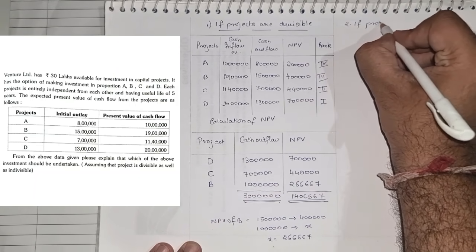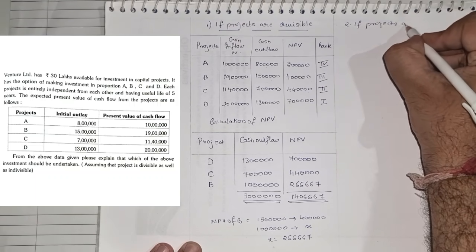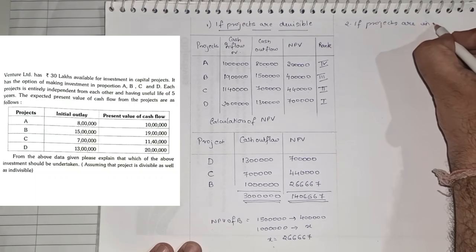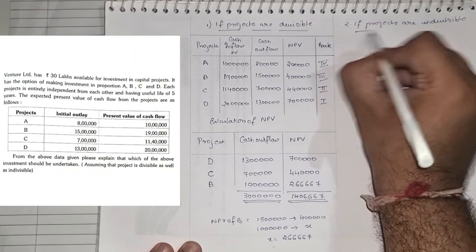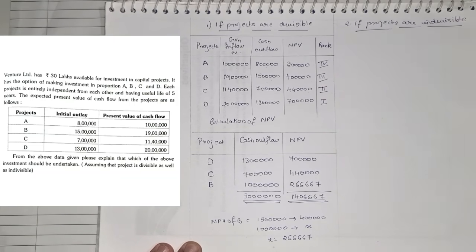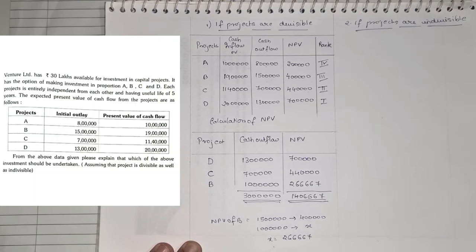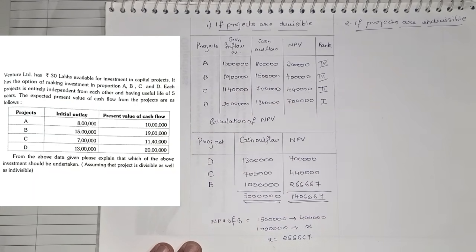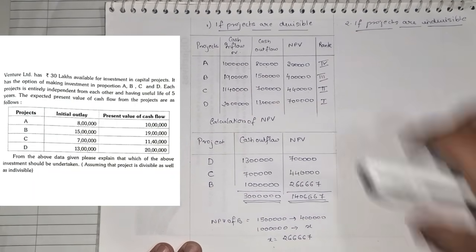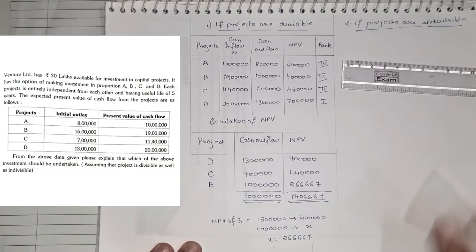So if the projects are indivisible, it means now this is like a trial and error basis. So we'll have to make various combinations. I cannot divide them, so I'll have to take the whole amount of outflow in order to get those answers. Okay, so see how we can do, we cannot divide them.